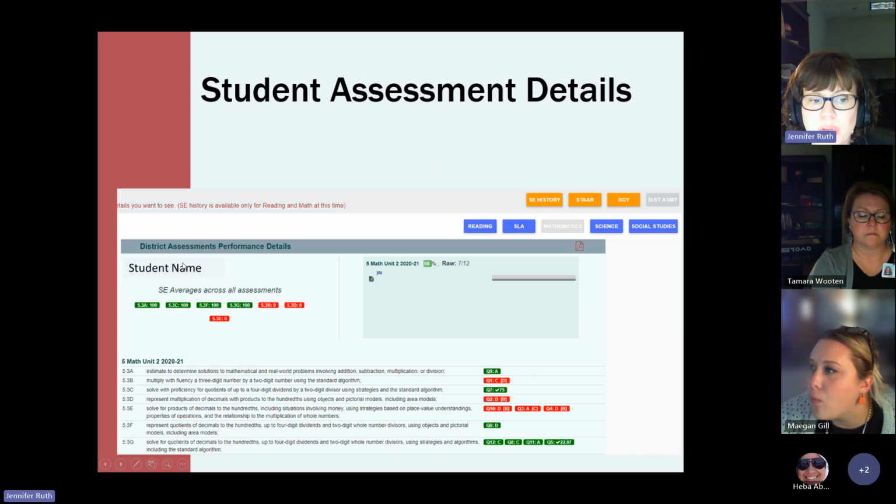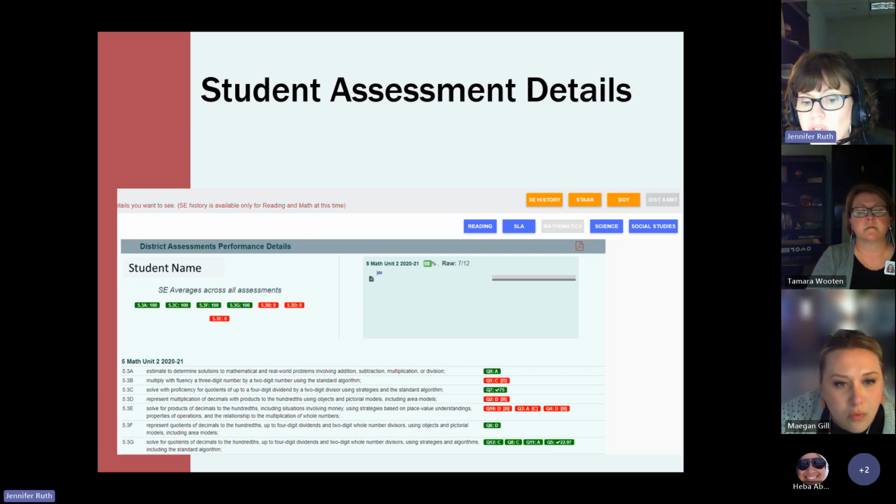So up at the top, you'll be able to see over time, this will change to show you which TEKs the student has mastered and which ones they're still struggling with. The ones in green are the ones the student has mastered. Then you'll see a lighter green, then a light pink, and then a red for the ones that students are particularly struggling with.